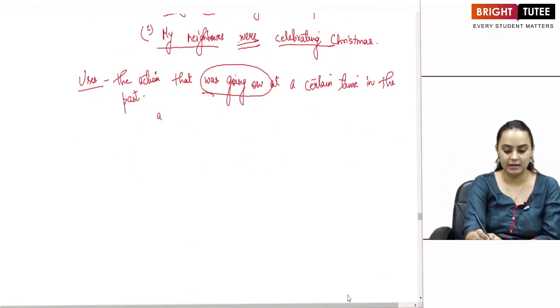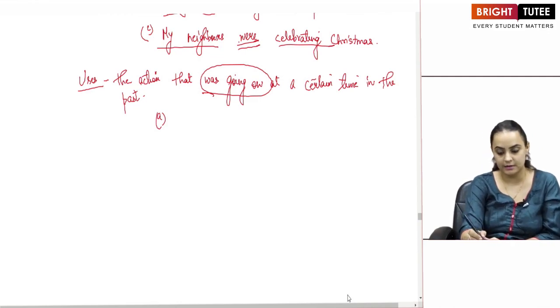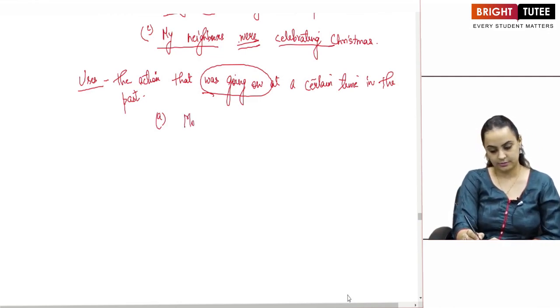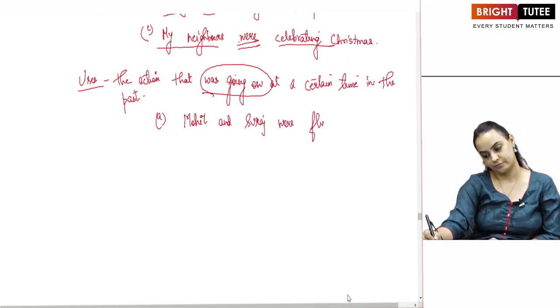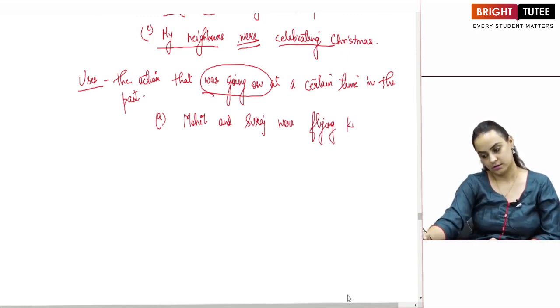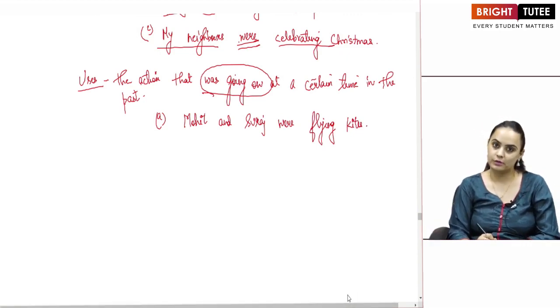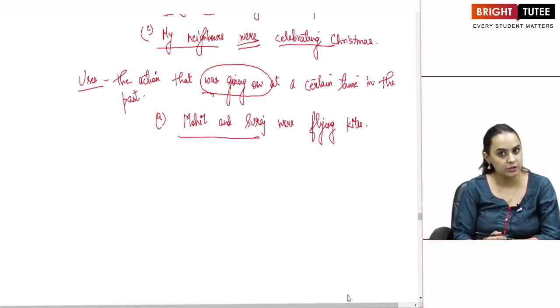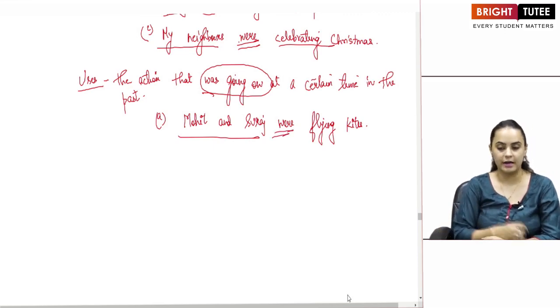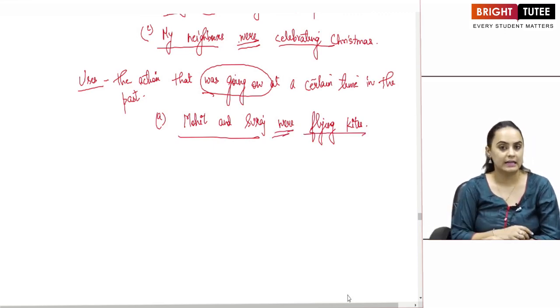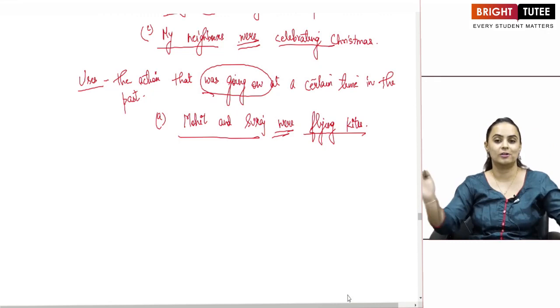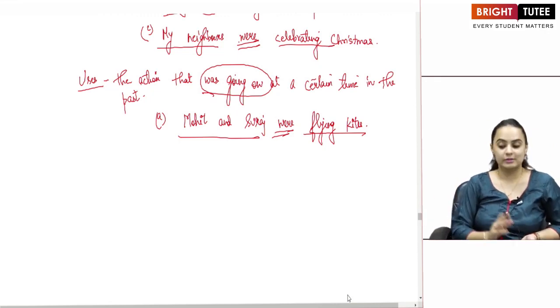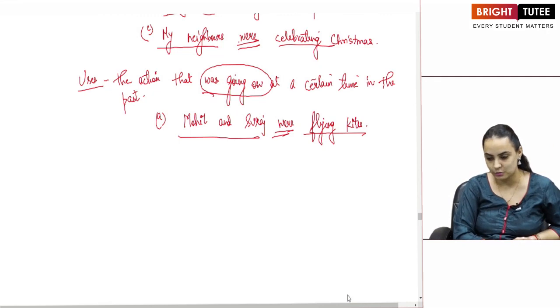For example, like I've shared with you a lot of examples already. Mohit and Suraj were flying kites. So what is my subject? Mohit and Suraj. Plural they are, that is why I use were and flying kites. So an action of flying kites is something that will obviously take a lot of time for you to do that. So that is why we use the past continuous tense for that.